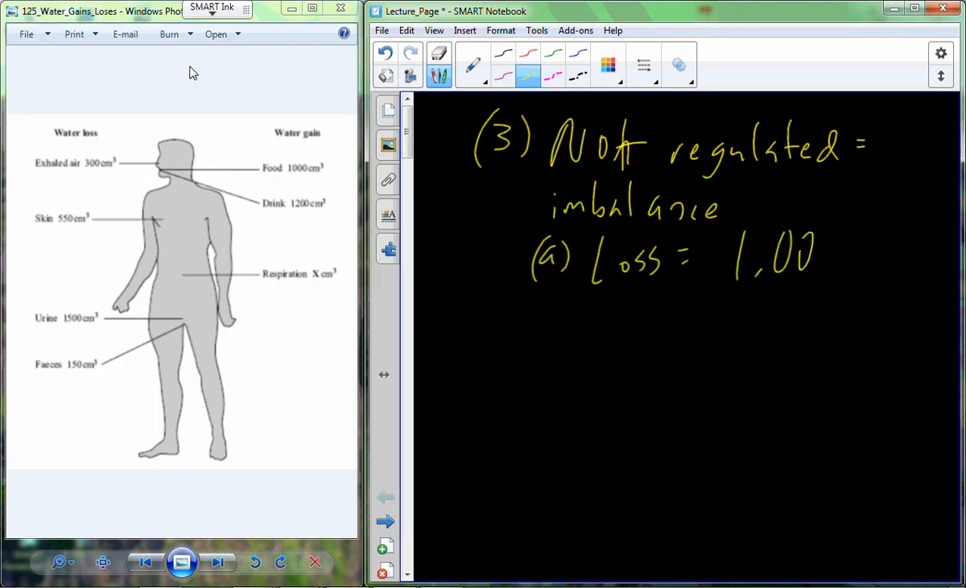Losses total about 1,000 milliliters, whereas the gains typically are right around 2,500 milliliters. And again, this is an individual who's at rest and has no pathophysiological issues that they're dealing with. So that's a difference of 1,500 milliliters.